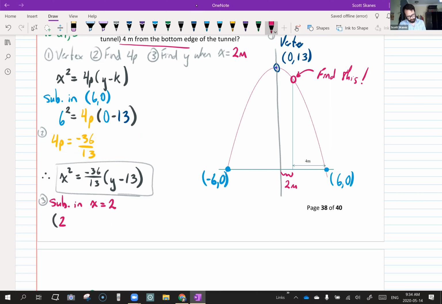So 2 squared, I don't need the brackets. 2 squared equals -36 over 13, y minus 13. How do I solve that? There are different ways to approach this. I'm not sure what your preferred way to do this is. Does anyone have a way that they would choose to solve this? There's many ways to do it. What do you think? How am I going to get to that y?